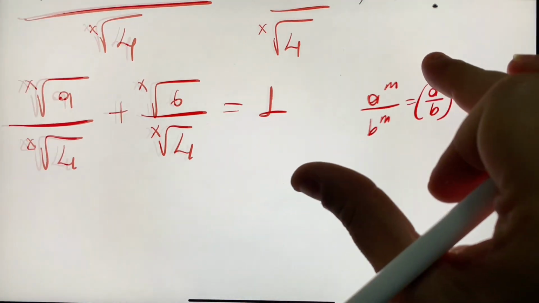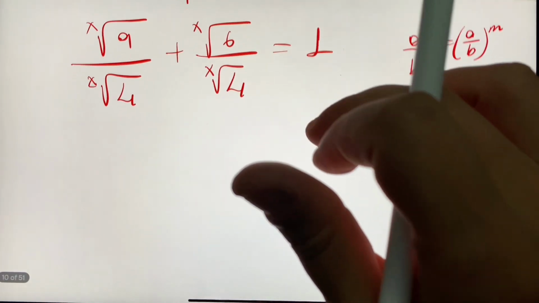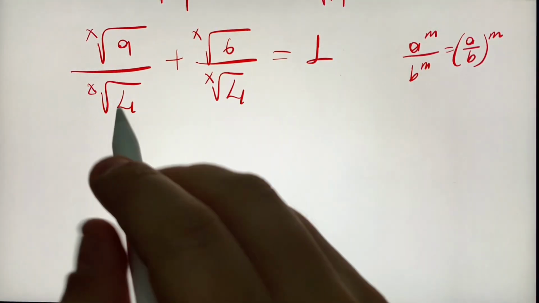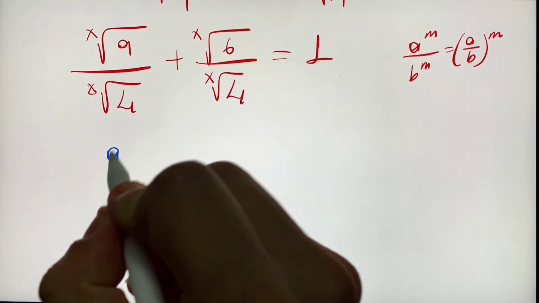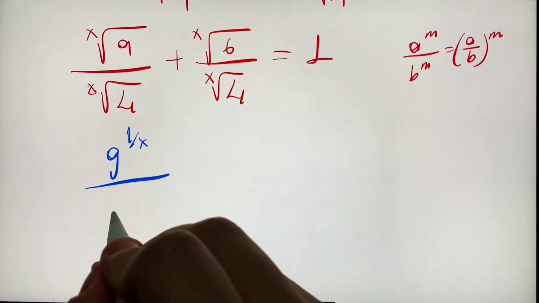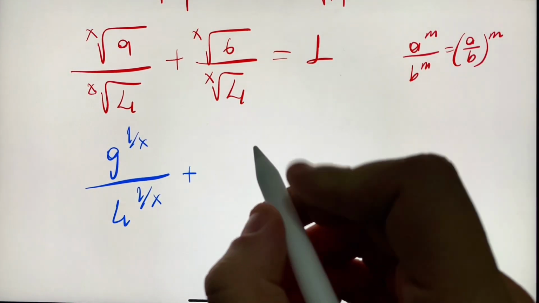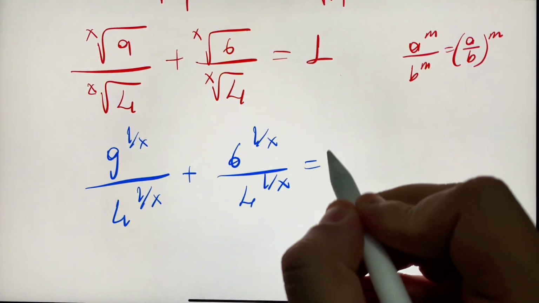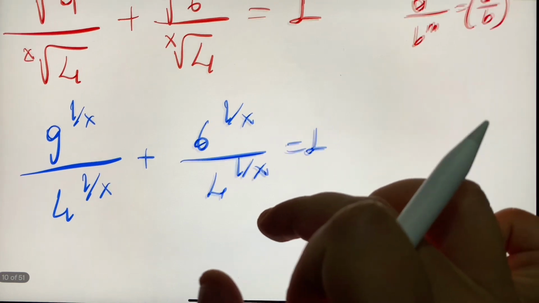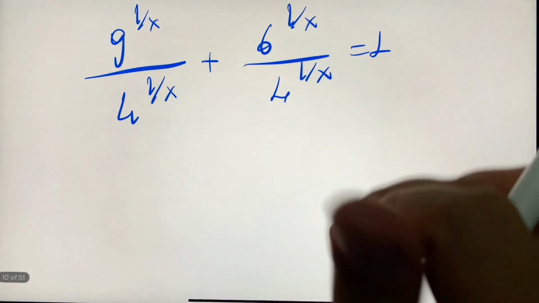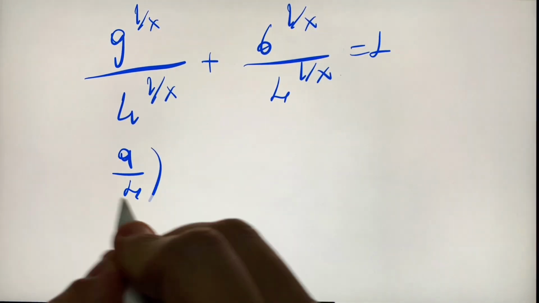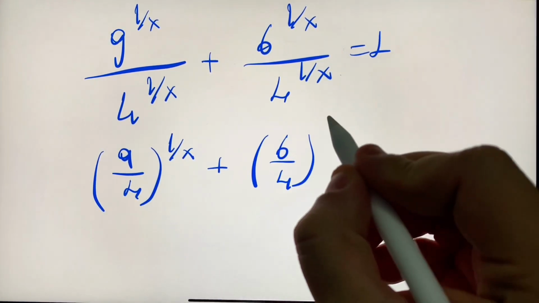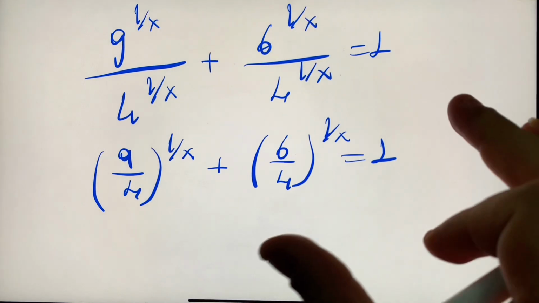I can write it in the form, then let's apply them right here in our equation. But we need to change it a little. Of course, if we convert them a little first, so 9 to the 1 over x, 4 to the 1 over x, plus 6 to the 1 over x, divided by 4 to the 1 over x is equal to 1. If we apply the property I wrote here, 9 over 4 to the power 1 over x plus 6 over 4 to the power 1 over x equals 1, we have reached the conclusion.